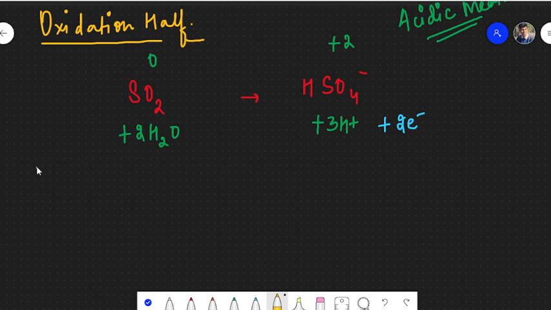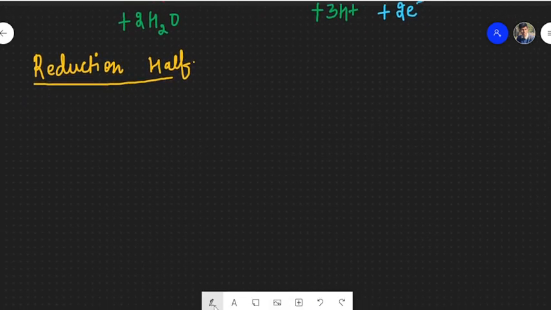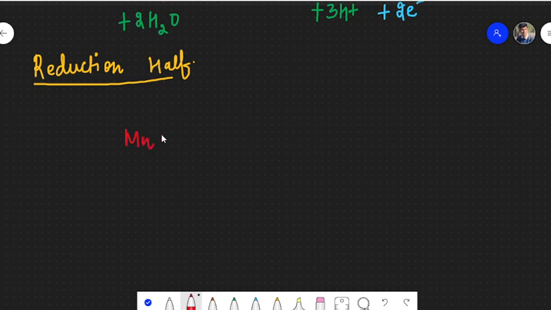Now let's write the reduction half. So in the reduction half, we have MnO4 negative reducing to Mn2 positive. So clearly the first step is to balance the Mn. Mn is already balanced, so no need to do anything.